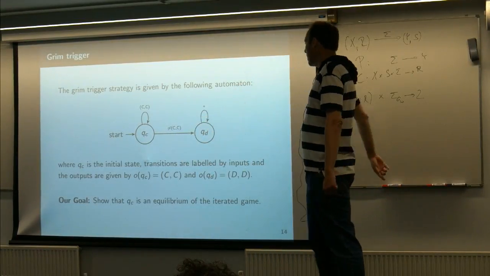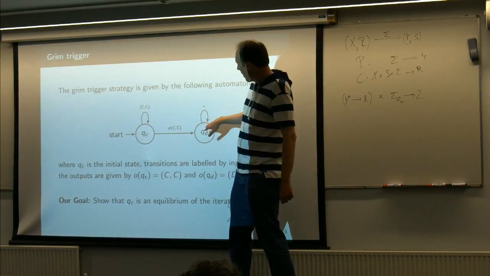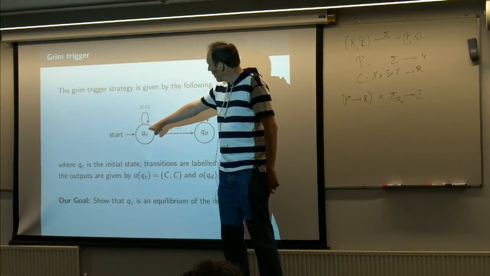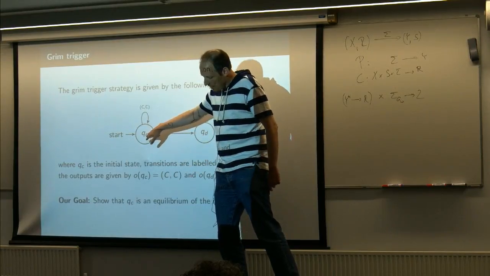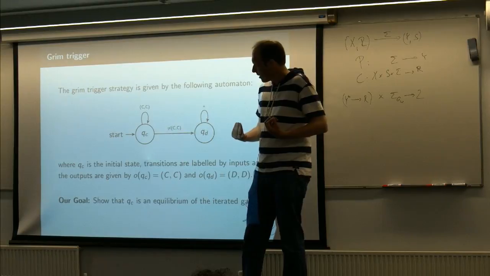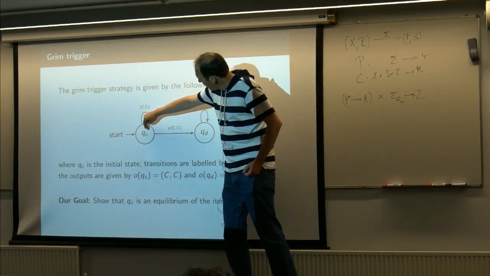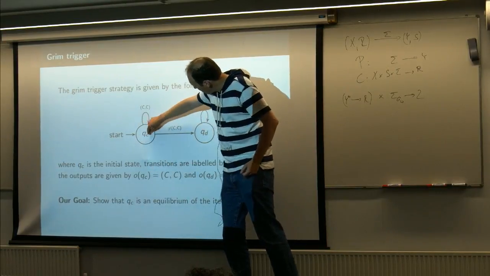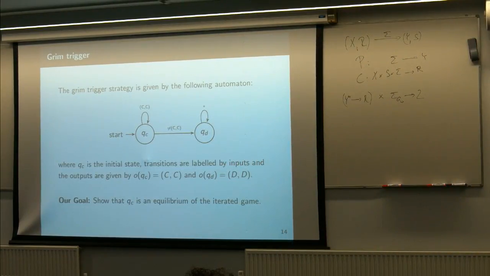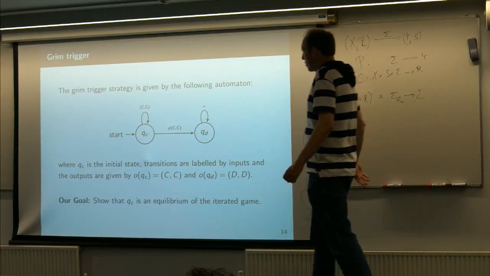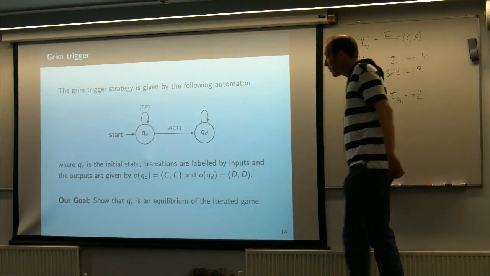Now, how are these different? Well, this is not the full structure. This is just the transition structure. The output function is defined here. If we are here, the output of this state is cooperating. It means as long as we are in this state, our strategy is to cooperate. As long as we're in this state, our strategy is to defect. And if somebody in this state deviates, we just have hell breaking loose. And so our goal is to show that this strategy represented by this automaton state is an equilibrium.